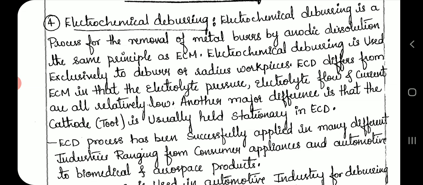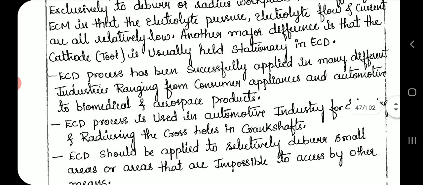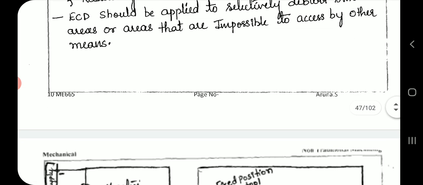ECD process has been successfully applied in many different industries ranging from consumer appliances and automotive to biomedical and aerospace products. ECD process is used in the automotive industry for deburring and radializing the cast holes in crankshafts. ECD should be applied to selectively deburr small areas or areas that are impossible to access by other means.